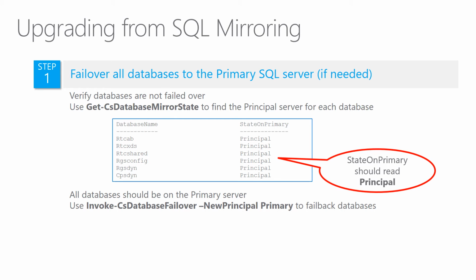Step 1. Failover all databases to the primary SQL server if needed. Verify databases are not failed over using the Get-CsDatabaseMirrorState command. All databases should be on the primary server. Use the Invoke-CsDatabaseFailover cmdlet in order to fail back databases.